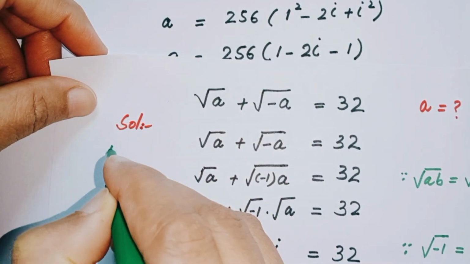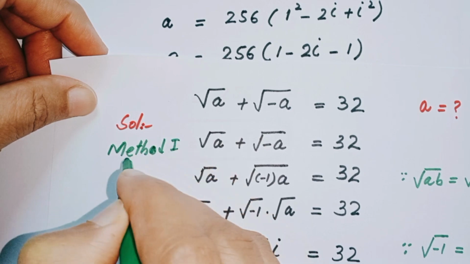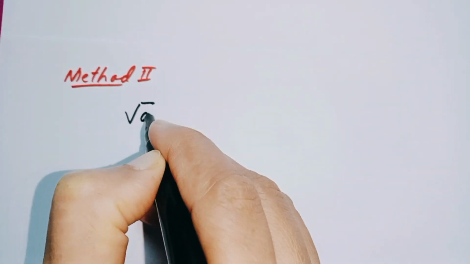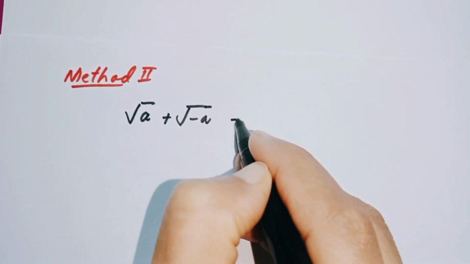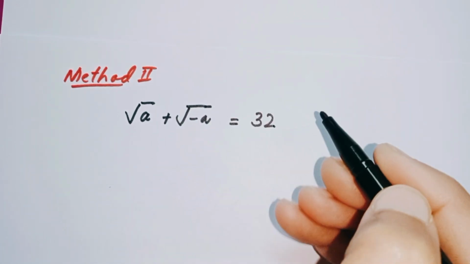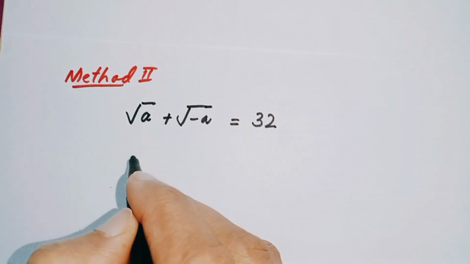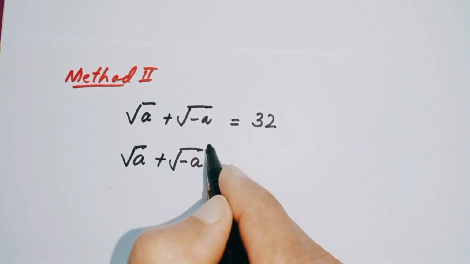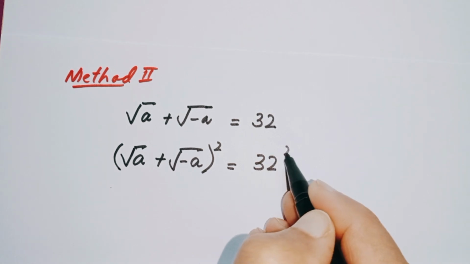So here it was our first method. So I'm going to use the second method. The second method is a bit simple and it is a short method. So in the second method, we will write the statement of the question. Square root a plus square root minus a is equal to 32. So here we will take the square on both sides, squaring both left hand side and right hand side. Square root a plus square root minus a whole square is equal to 32 square.